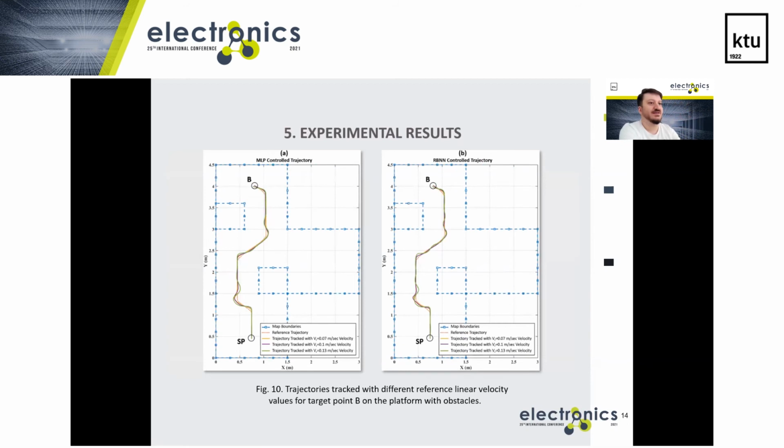And finally, in figure 10, we can see the map with obstacles for the target point B. And again, we can see the faster response of the RBNN controlled mobile robots.